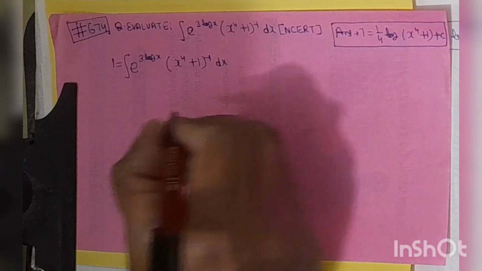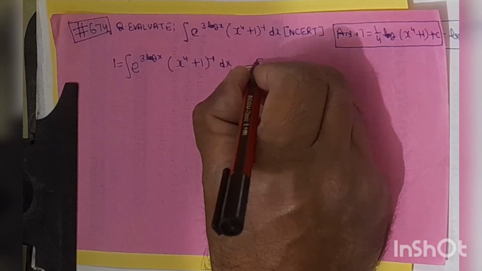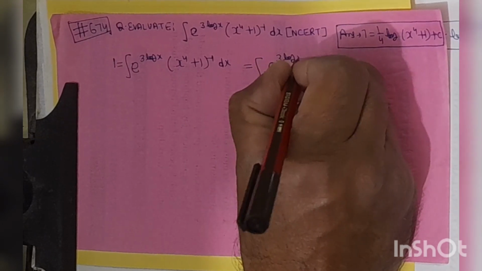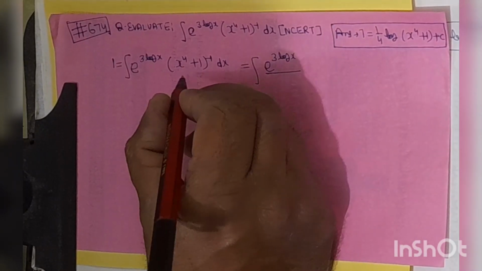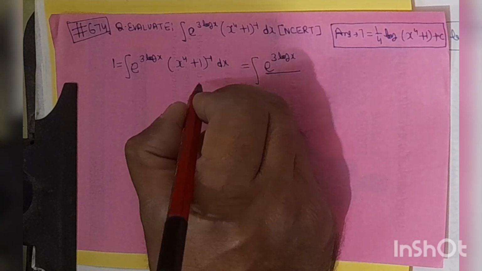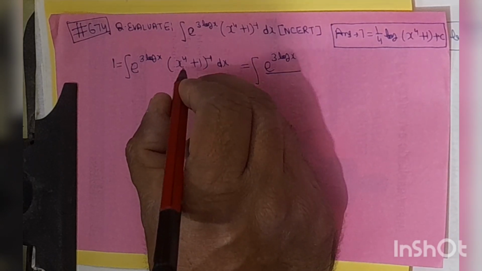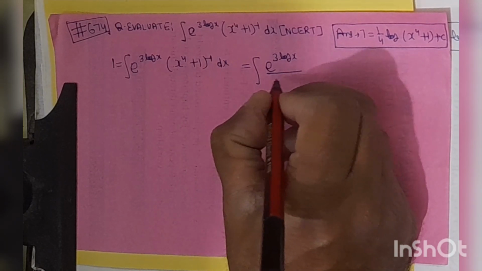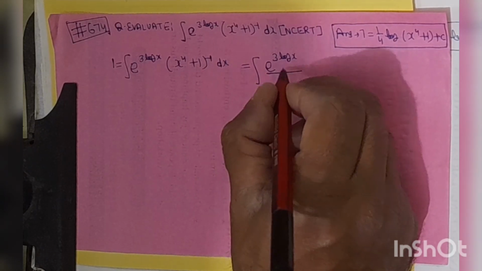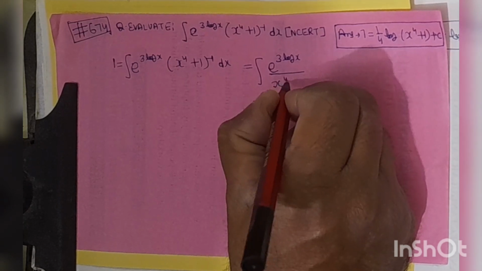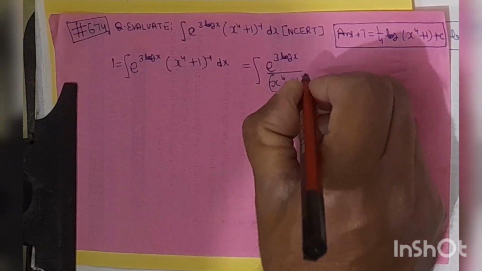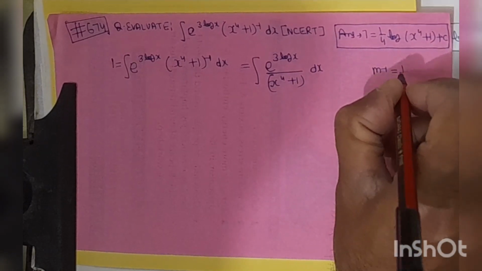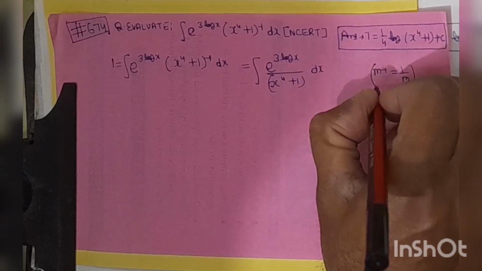So this can be written as I is equal to the integral of e to the power 3 log x divided by (x to the power 4 plus 1), because (x to the power 4 plus 1) to the power minus 1 may be written as 1 upon x to the power 4 plus 1. This may be written as e to the power 3 log x divided by x to the power 4 plus 1 dx, because m to the power minus 1 is equal to 1 upon m.